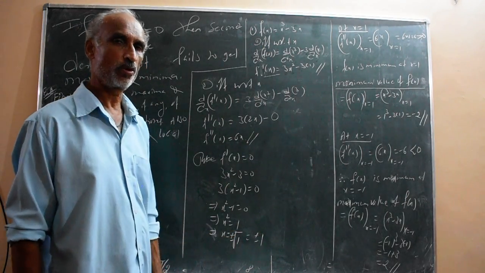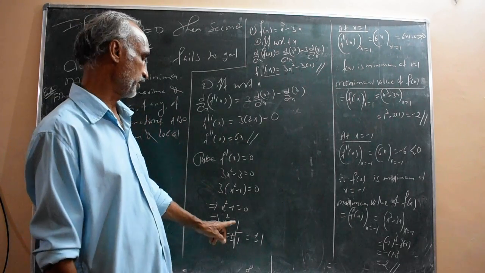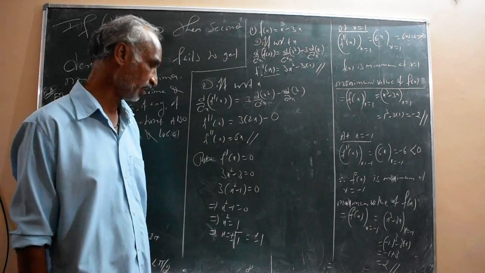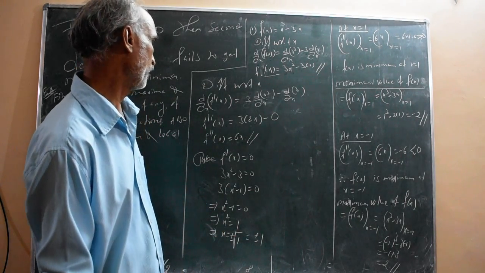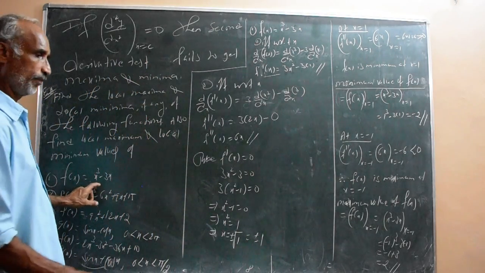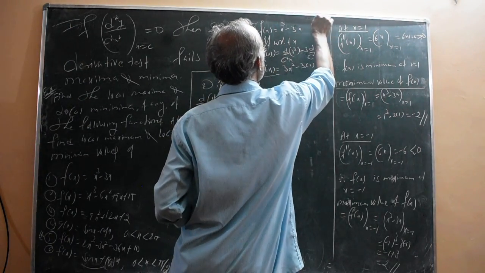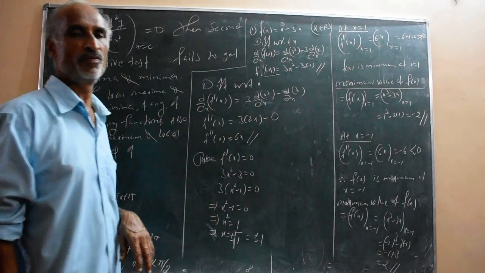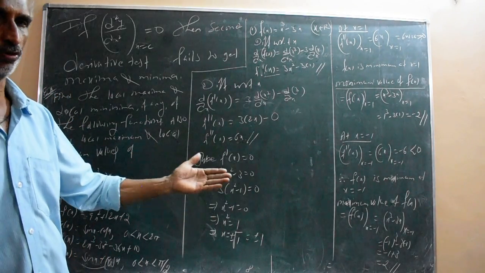Therefore, taking square root, there are two values for the square root, plus and minus. Therefore x is plus or minus 1. Both the values, plus or minus 1, are admissible for x, because it is a polynomial function. For a polynomial function, the domain is x belongs to R. x may take any value between minus infinity to plus infinity. Therefore, x takes both plus 1 and minus 1.